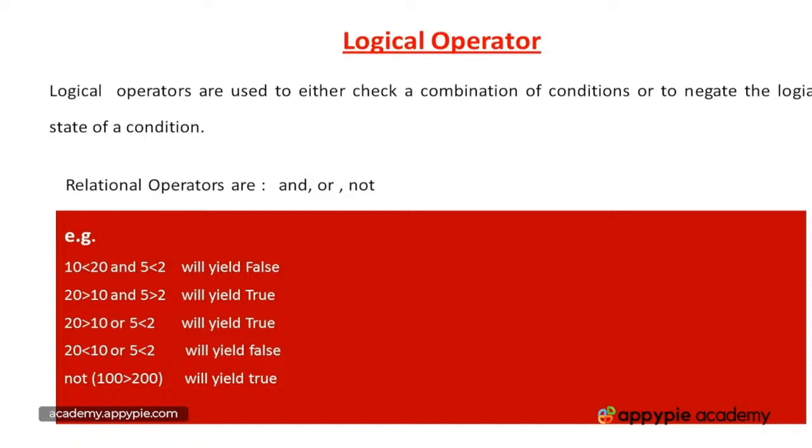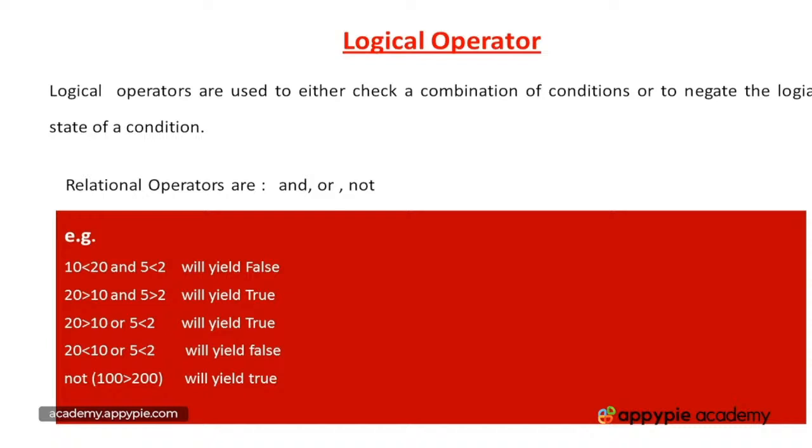Now see examples: 10 less than 20 and 5 less than 2. We are combining two conditions by using and. Now when I write 10 is less than 20, this condition is going to be true, and 5 is less than 2, this second condition is going to be false, because 5 is not less than 2.